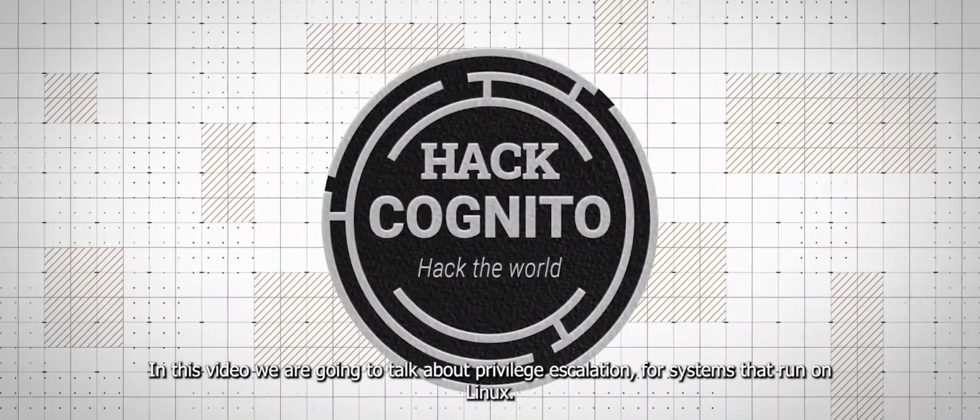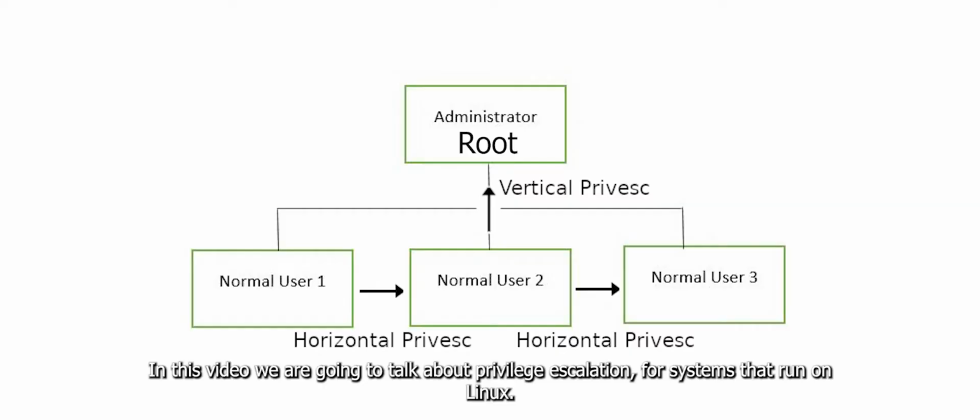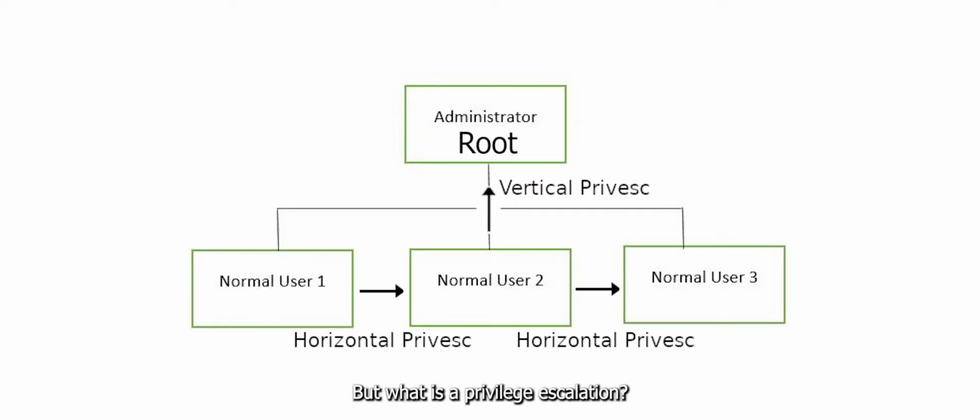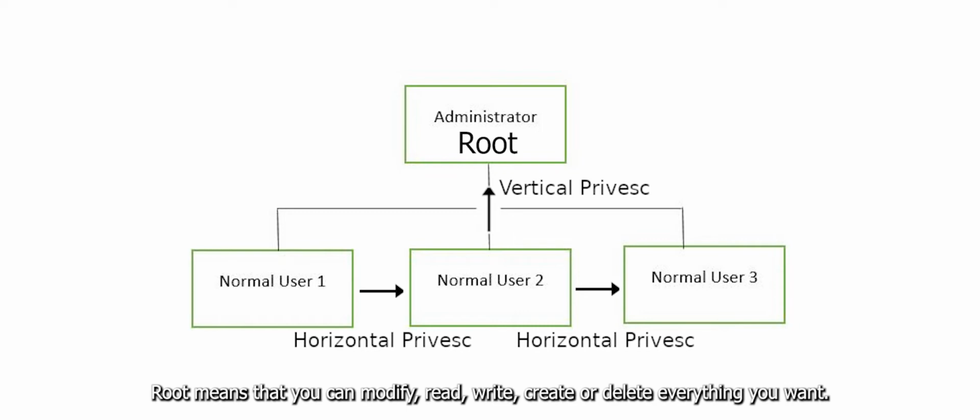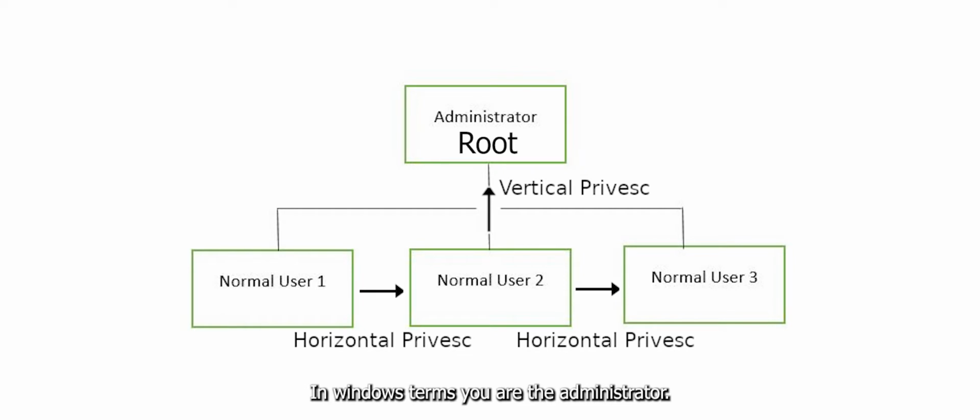In this video, we're going to talk about privilege escalation for systems that run on Linux. But what is a privilege escalation? When you break into a device, you most likely aren't the direct root user. Our goal for today is to get root access for the device that you broke into. Root means that you can modify, read, write, create, or delete everything you want. In Windows terms, you are the administrator.